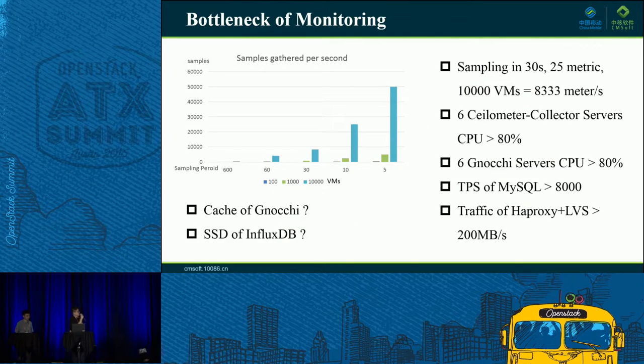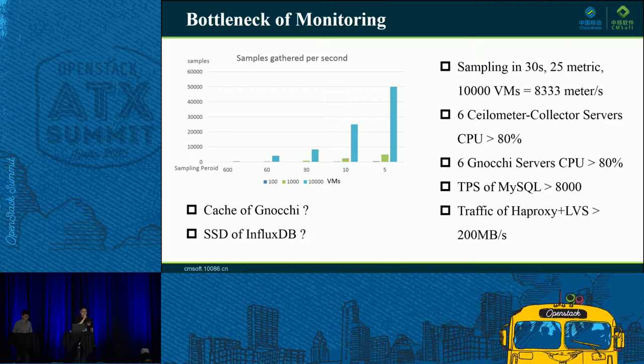But this architecture has some performance issues. So let's do the math. If we have sampling every 60 seconds, 25 metrics, and 10,000 virtual machines, that means we should store 18,333 meters per second. We have run this test and find that I have 6 Ceilometer collector servers, all with CPU utilization larger than 80%, and 6 Gnocchi servers, also with CPU utilization larger than 80%.